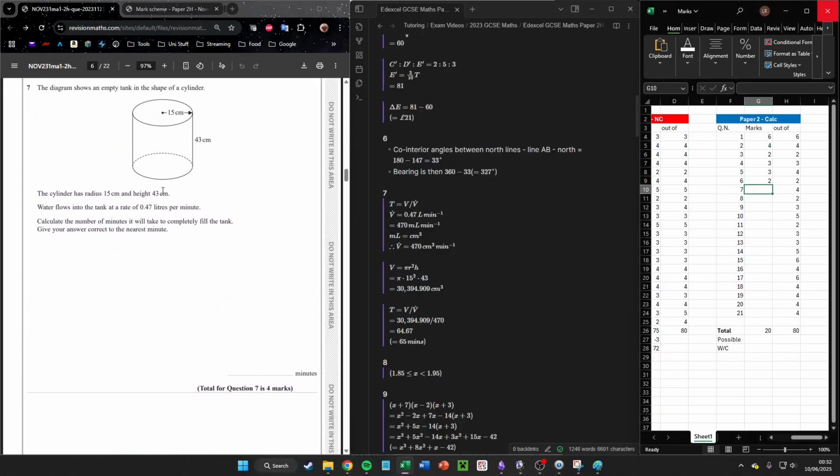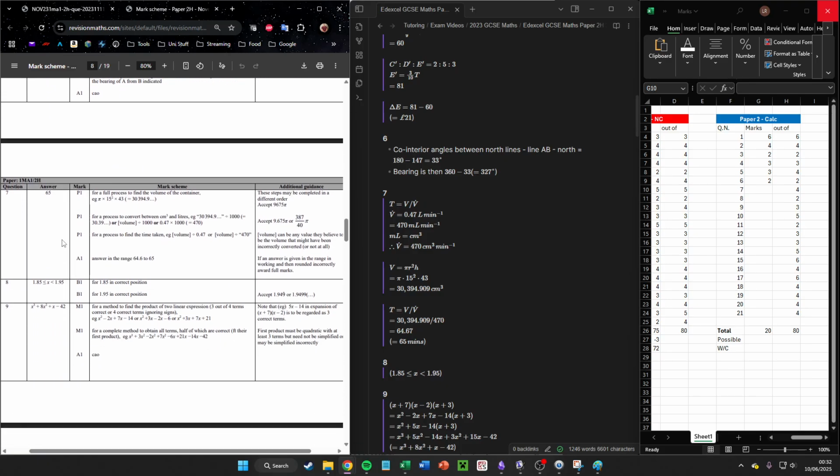Question 7, the diagram shows an empty tank in the shape of a cylinder, and water's flowing in. How long would it take to fill the tank, to the nearest minute? I said 65, and the answer, 65. Find the volume of the container, convert between centimeters cubed and liters, or the other way around, obviously.